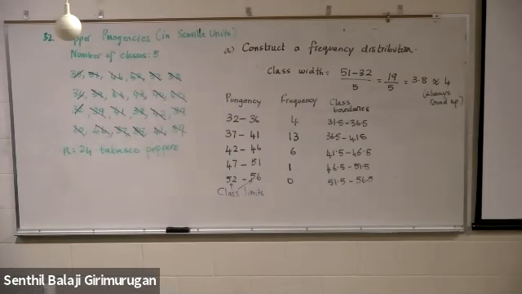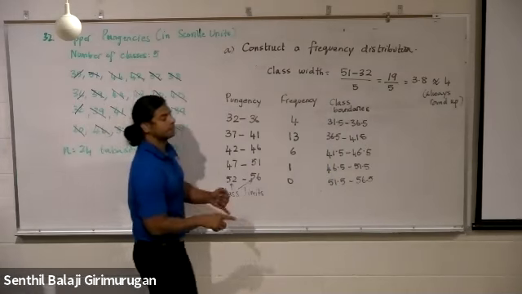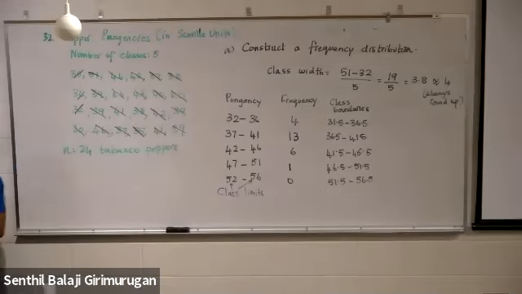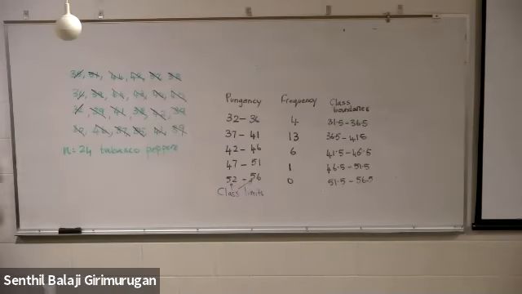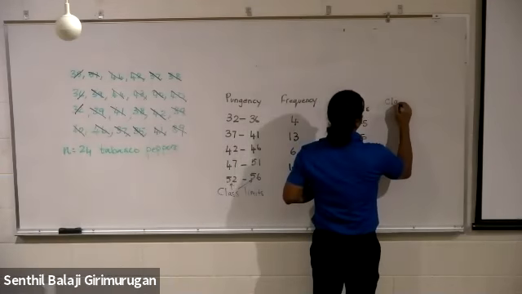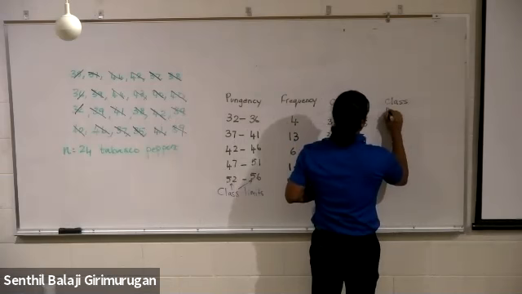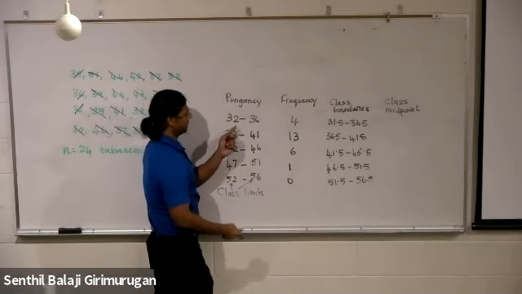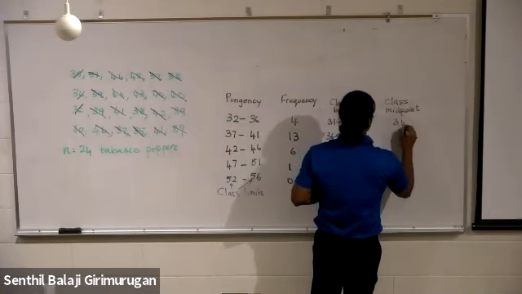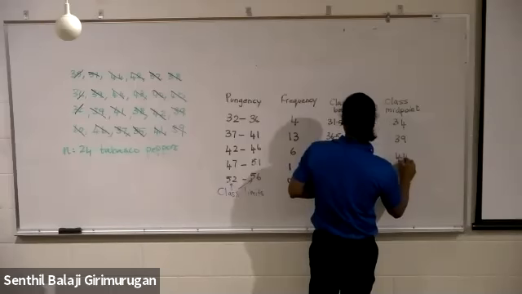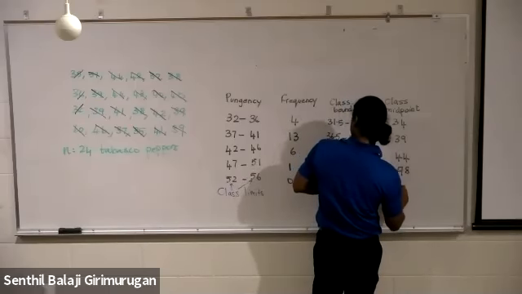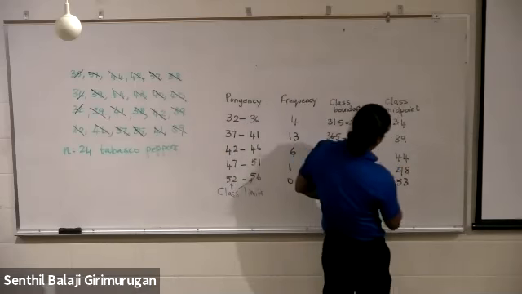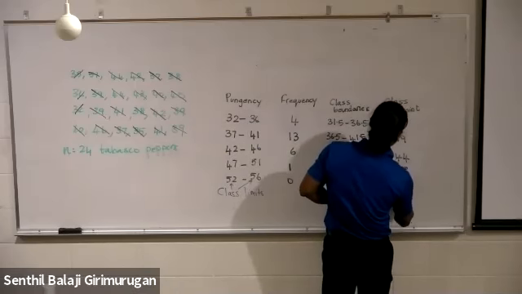So we have the class boundaries, and this is what I want you to do. Find the class midpoint and the relative frequency. So class midpoint: just add these two and divide by 2. So that would be 34, 39, 44, 49, and 54.